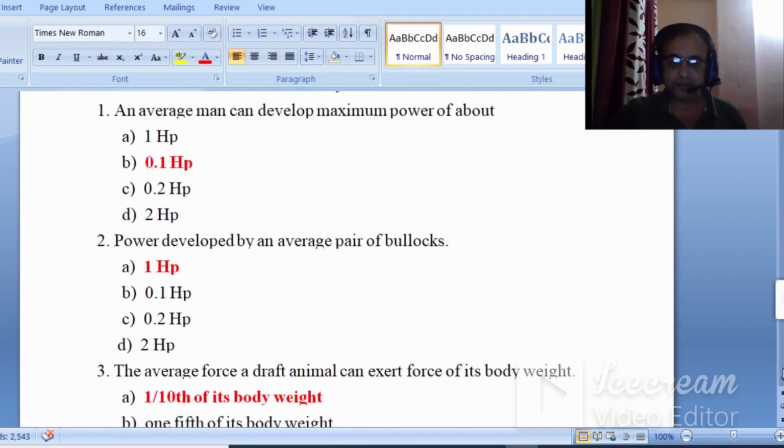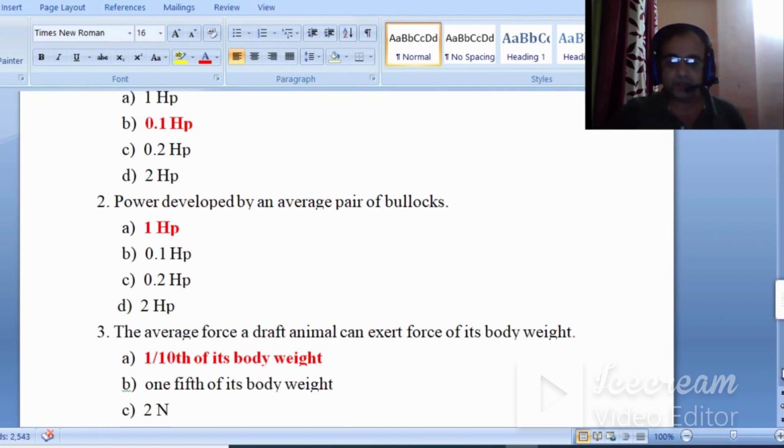Then the third question is the average force a draft animal can exert or apply, as a fraction of its body weight. It is about 1/10 of its body weight. If we consider 200 kg is the weight of one bullock, then 1 upon 10th means 20 kg will be the force exerted by that draft animal easily. So 1/10 of its body weight is the correct answer.